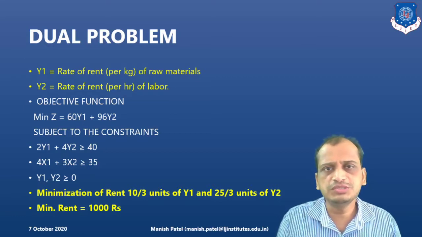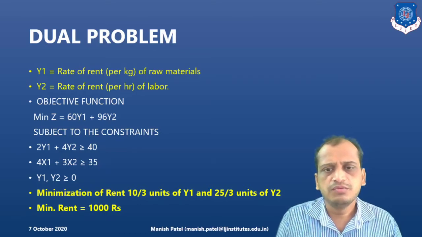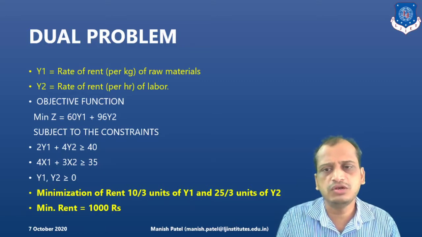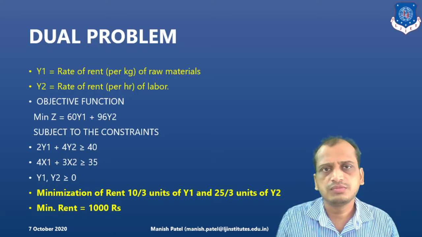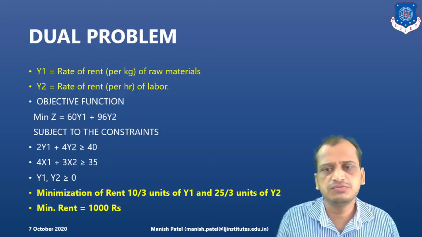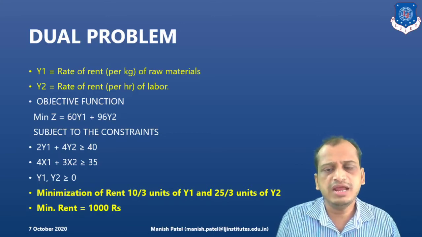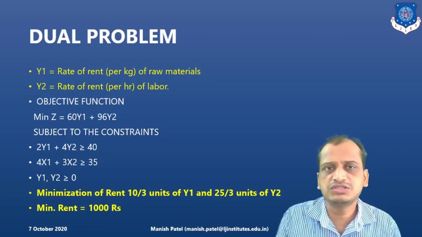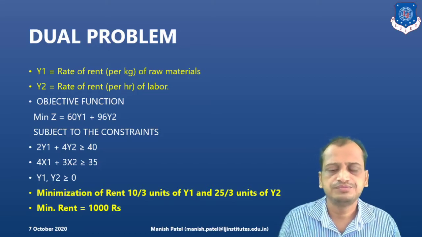When you solve this problem with the help of the simplex method, you will get the minimum rent of 10 by 3 units for y1 and 25 by 3 units for y2. What is y2? y2 is nothing but the rent per hour of labor, which is 25 by 3. In the same way, the rent is 10 by 3 per kg of the raw material, and obviously the minimum rent is 1000 rupees. That is what the manufacturer can get.